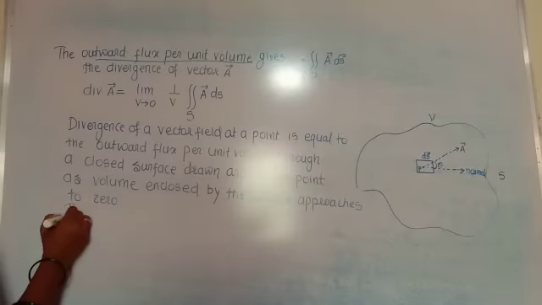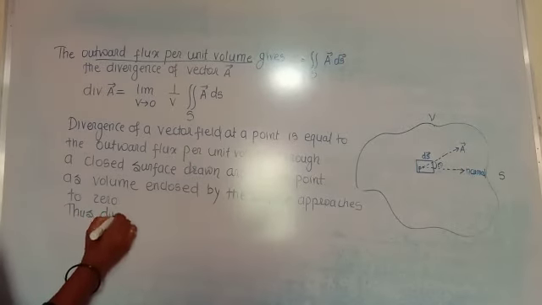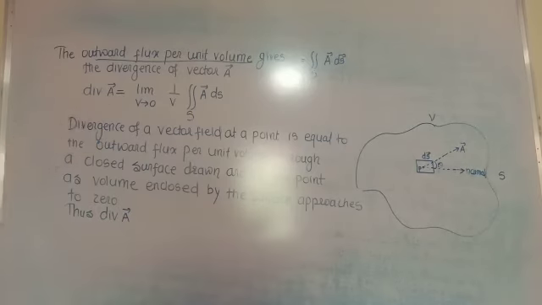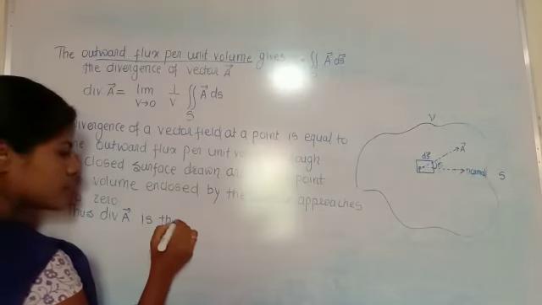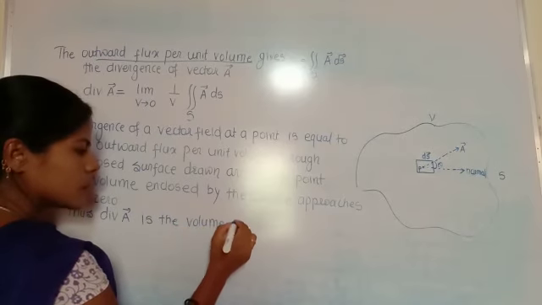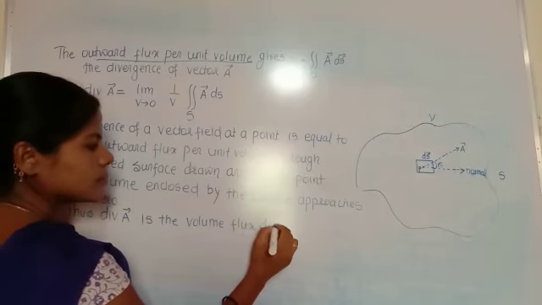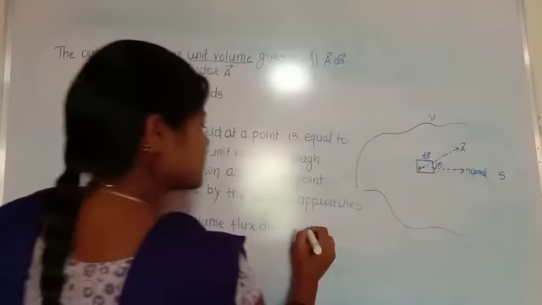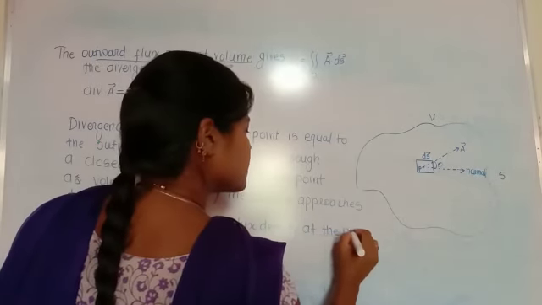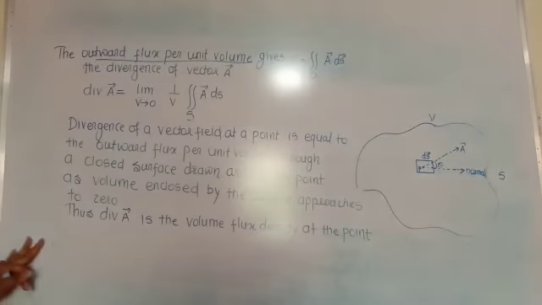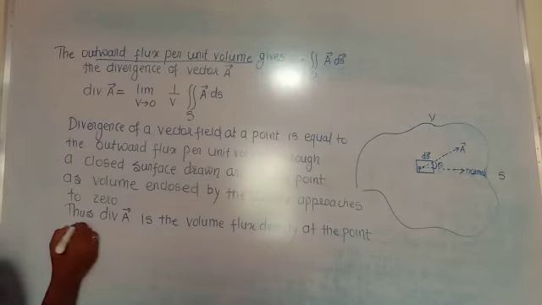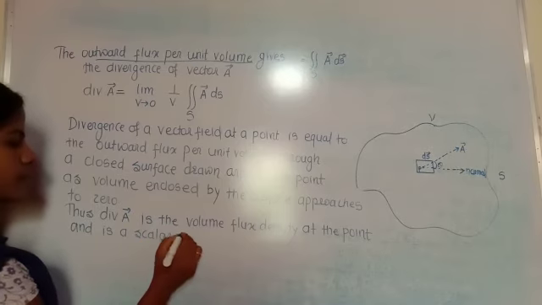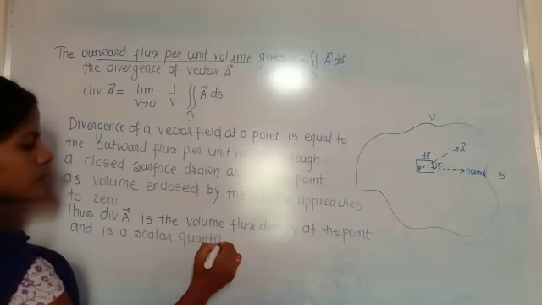Thus the divergence of A is the volume flux density at the point, and it is a scalar quantity.